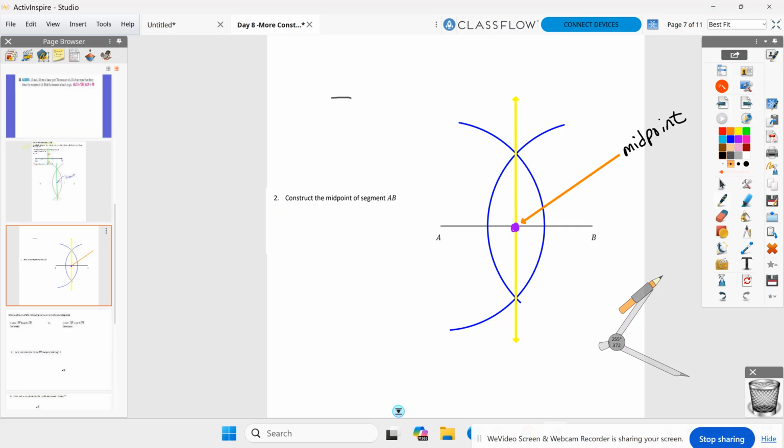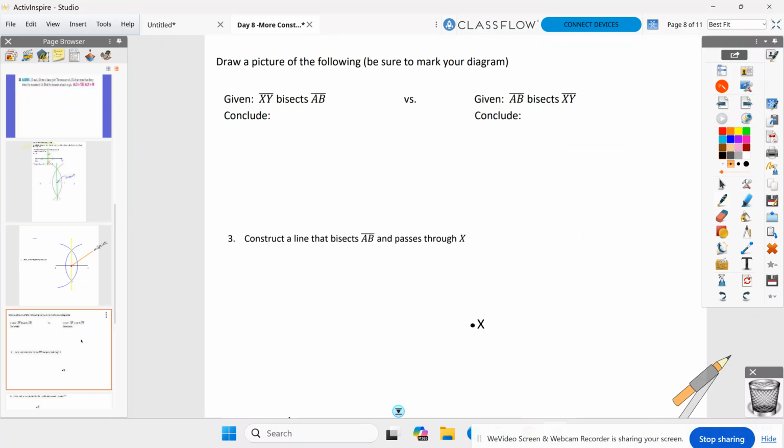Everyone good? Oh, so I can use this construction for a little bit more than a perpendicular bisector. Can I use it for anything else, this construction? All right, let's take the perpendicular word out of there. Now I just want a bisector. That's it, just a bisector. So in this first one here, it says, give me XY bisects line segment AB.